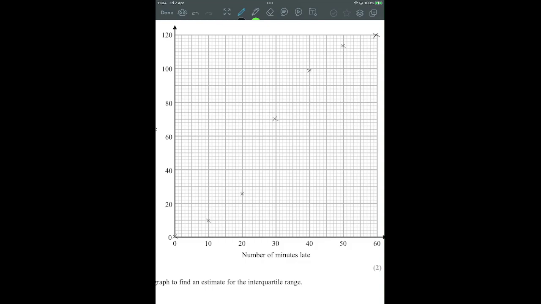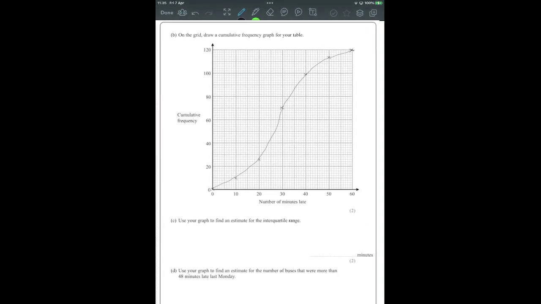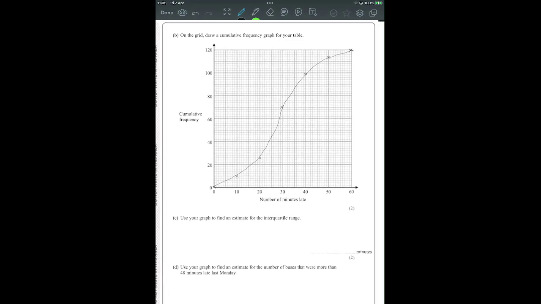Now with your pencil you'll be able to join this on paper a lot nicer. Oh, and as you can see on the tablet it's not quite smooth. I'm going to do that again because I'm going to need a nice smooth curve in that area for the next part of the question. That looks like a nice cumulative frequency graph, exactly the type of shape that we expect.